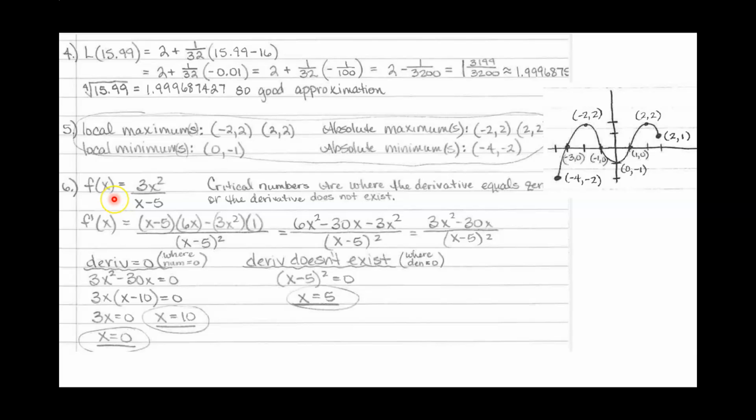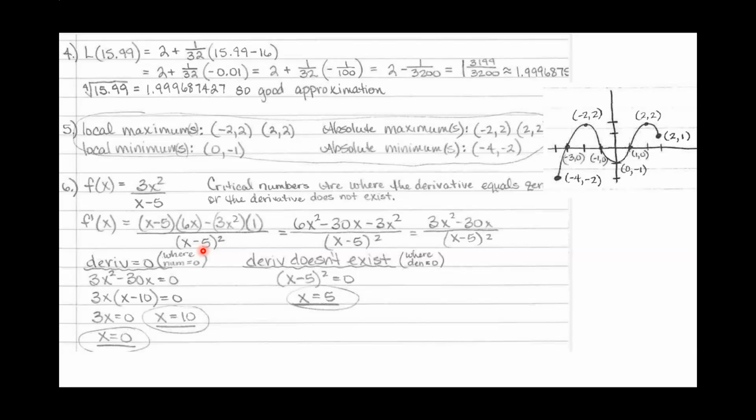All right, then for number 6, they ask us to identify the critical numbers. Remember that critical numbers are where your derivative equals 0 or where your derivative doesn't exist. So first off, let's find the derivative. So we're going to do denominator times derivative of numerator minus numerator times derivative of denominator all over denominator squared.